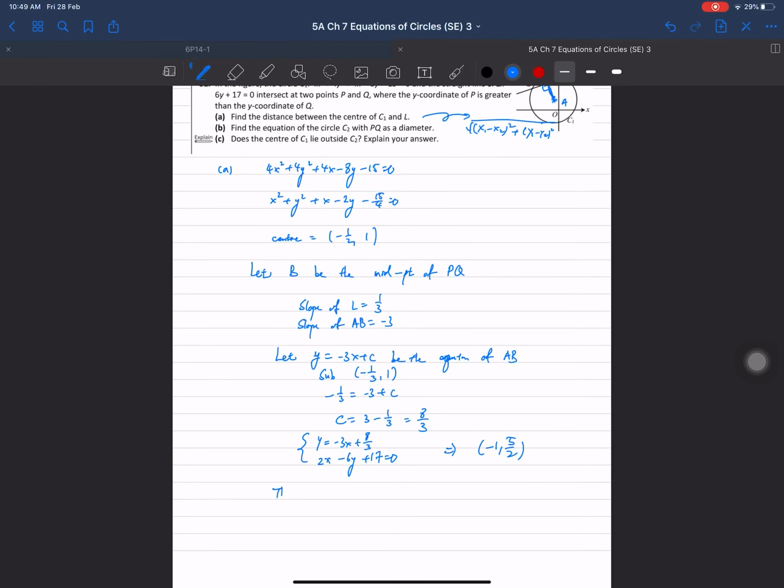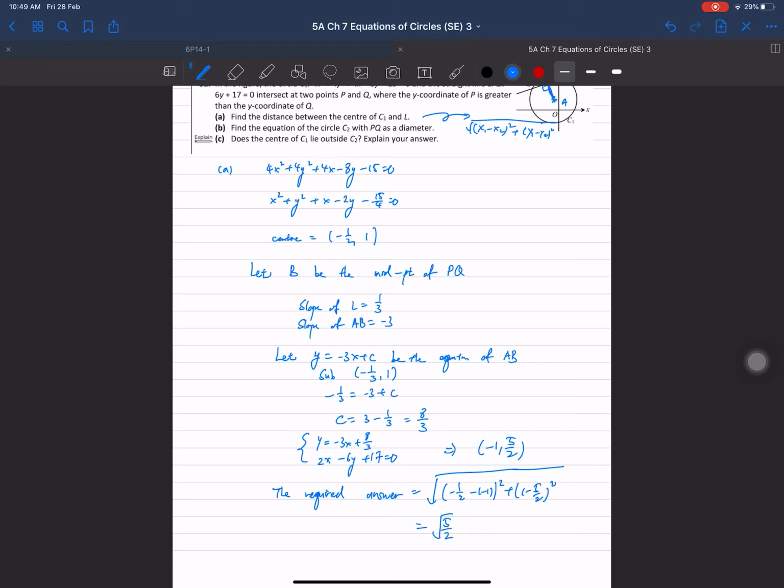So the required answer is equal to, because you know the coordinates of the center, the square root of (-1/2 minus -1) all squared plus (1 minus 5/2) all squared, which is equal to root 5 over 2.